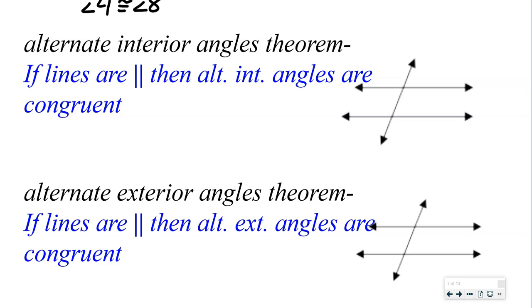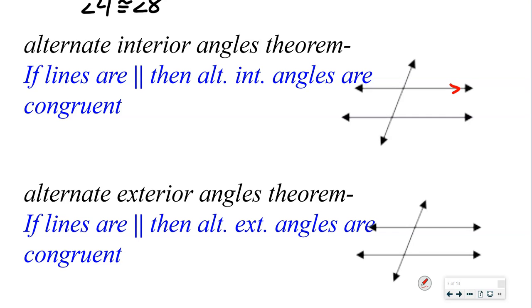Same with alternate interior angles theorem. If our two lines are parallel, then alternate interior angles are congruent. So number our angles real quick. Our alternate interior, so inside the two lines on opposite sides of the transversal. That'd be angles 3 and 6 would be congruent.